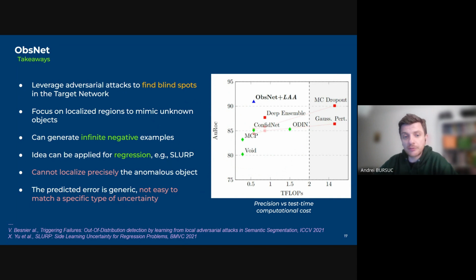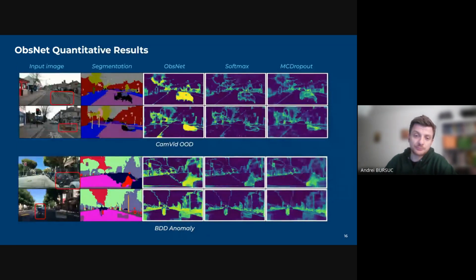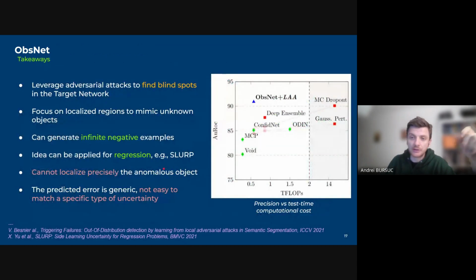On the downside, however, since it's a segmentation, we cannot actually localize precisely the object that is anomalous. Here we have highlighted this object by hand in red. But from the segmentation map, it's not that easy to figure out that this is an object, and all these other errors might be related to different sources of errors. This is something that is currently addressed in some ongoing works, recent works that appeared on Archive or that are currently in progress.